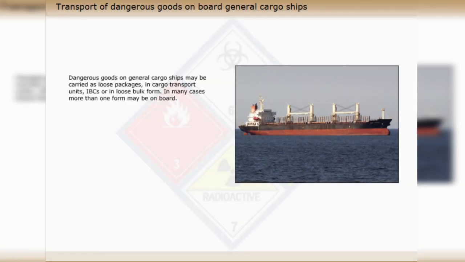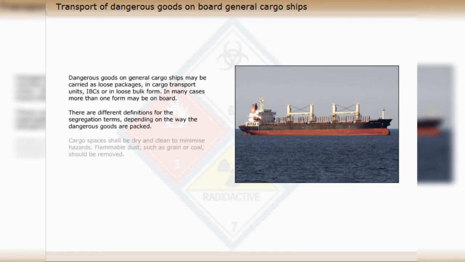Dangerous goods on general cargo ships may be carried as loose packages in cargo transport units, IBCs, or in loose bulk form. In many cases, more than one form may be on board. There are different definitions for the segregation terms, depending on the way the dangerous goods are packed. Cargo spaces shall be dry and clean to minimize hazards. Flammable dust, such as grain or coal, should be removed. Maximum stack heights of IBCs, etc., must not be exceeded.